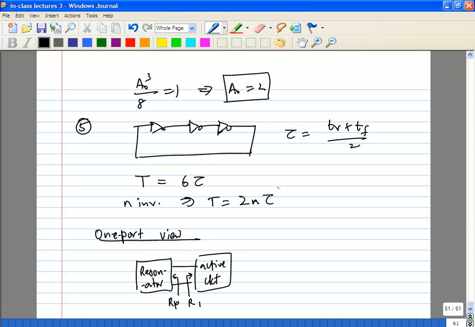Rp basically stands for the losses in the LC tank. That is what is going to cause your energy to dissipate. If you create R1 equals minus Rp, then the power dissipation in Rp is taken care of by the active circuit. Is that clear?